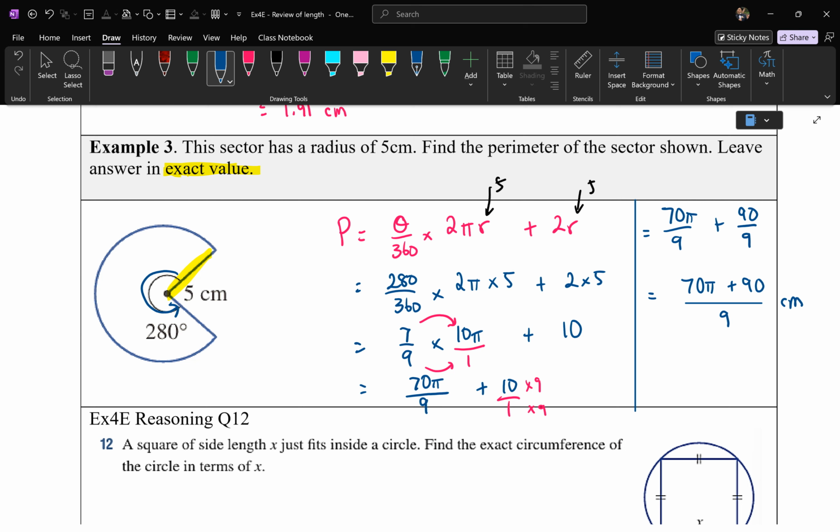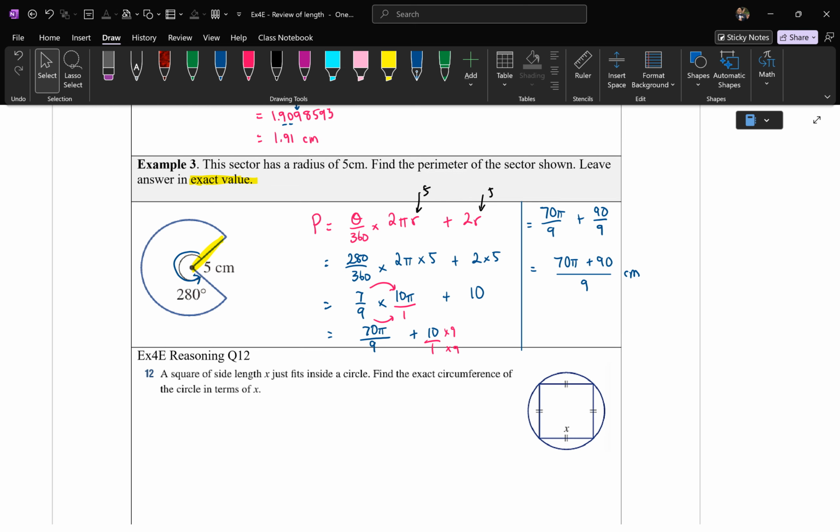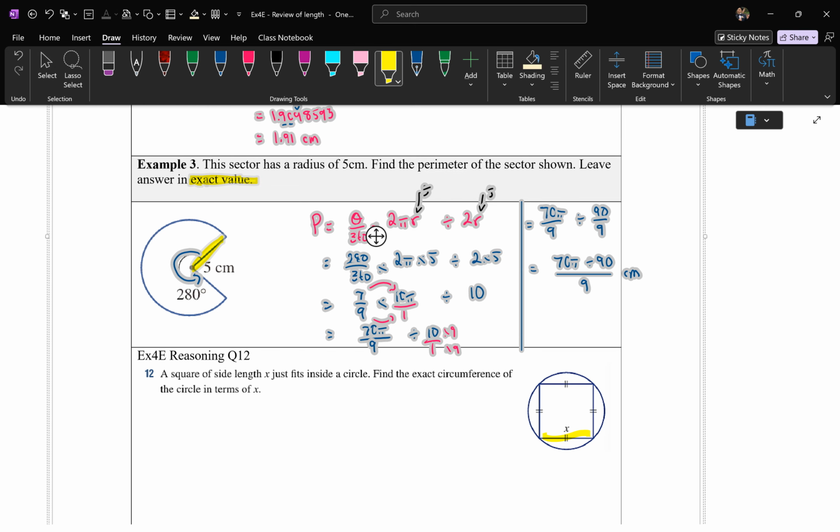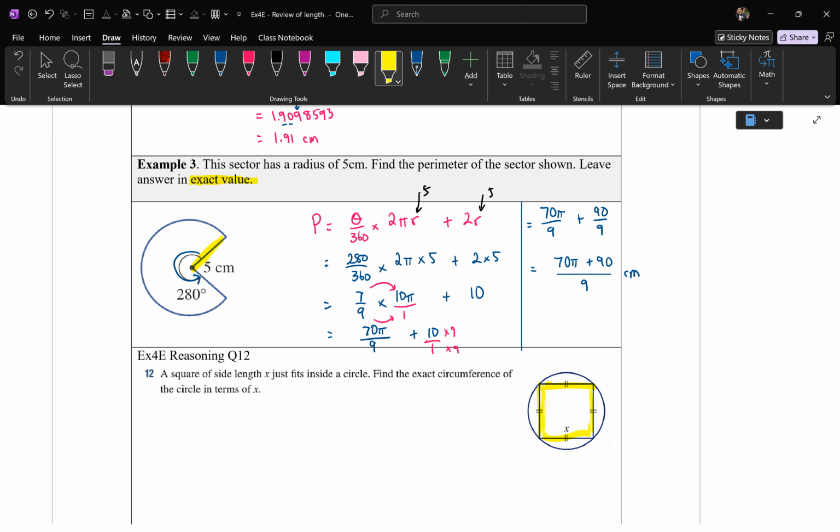All right, team, that's pretty much the example of exercise 4E. 4E is just review of lengths. The last one there is a reasoning question. I'm curious how many of you know or can figure out how to solve this one. So you've got a square of side length x. Here's your square, x, x, x, and x. They all fit just inside a circle, so that means the corners touch the circle. Find the exact circumference of the circle in terms of x. Have a go if you like. I'll write the solutions later.